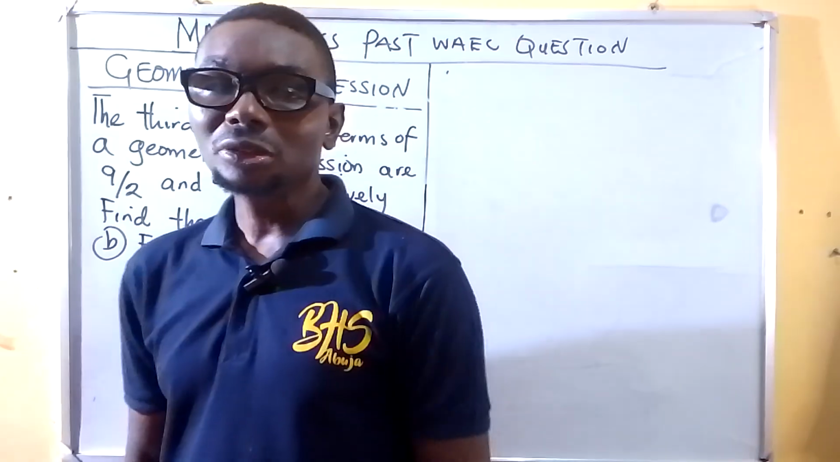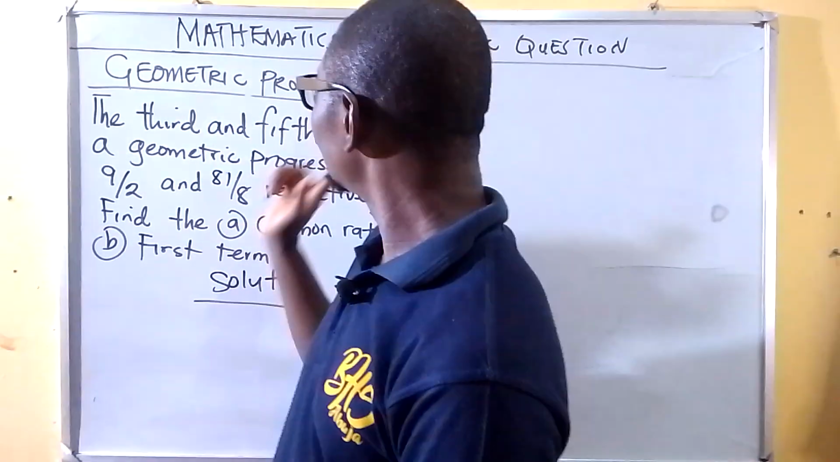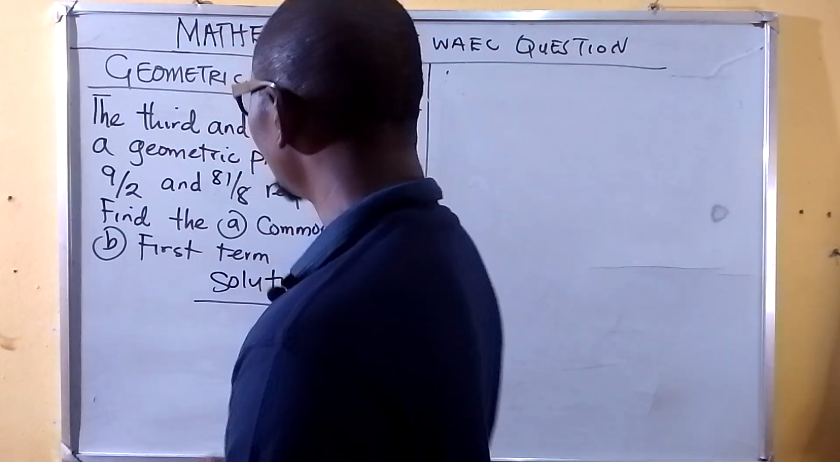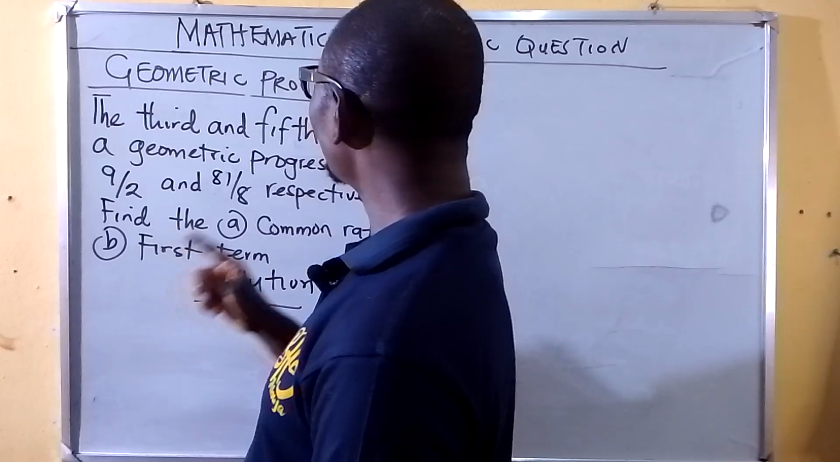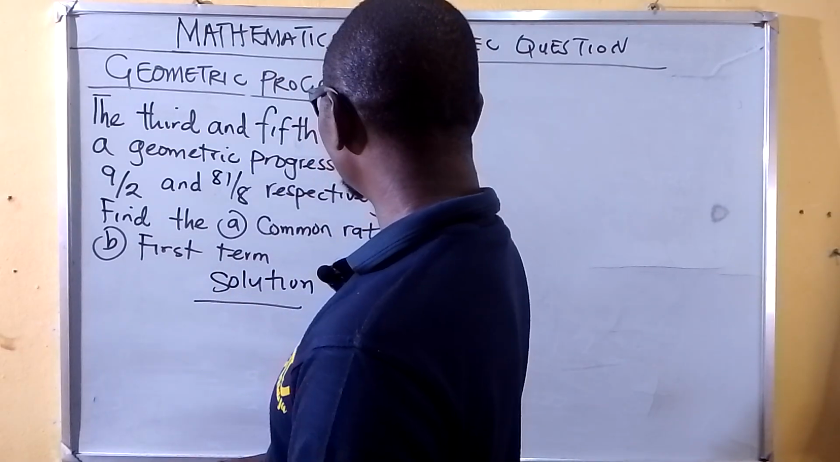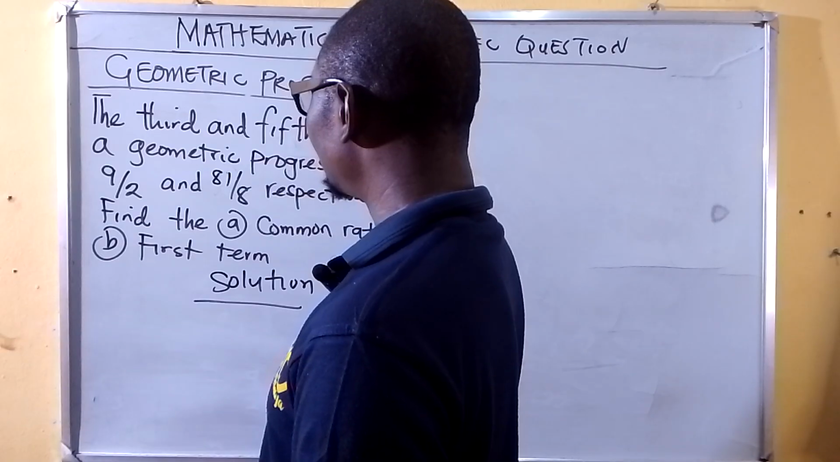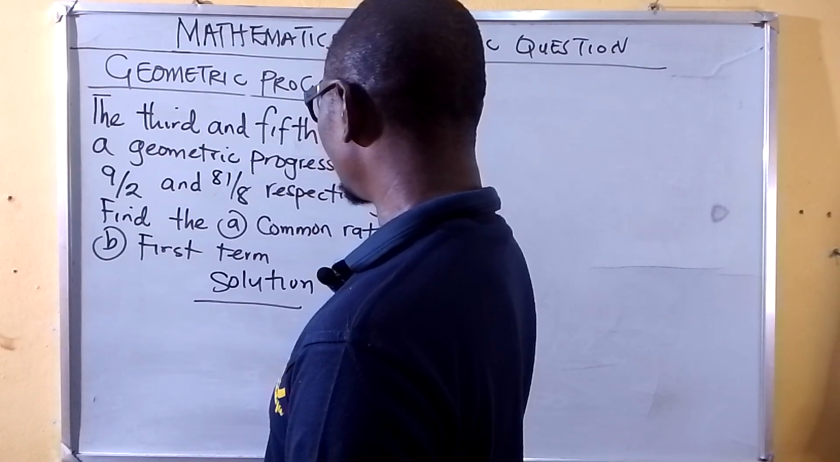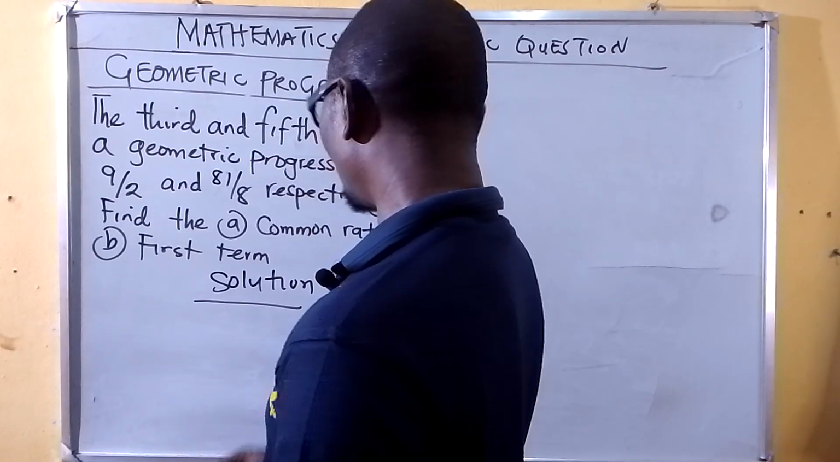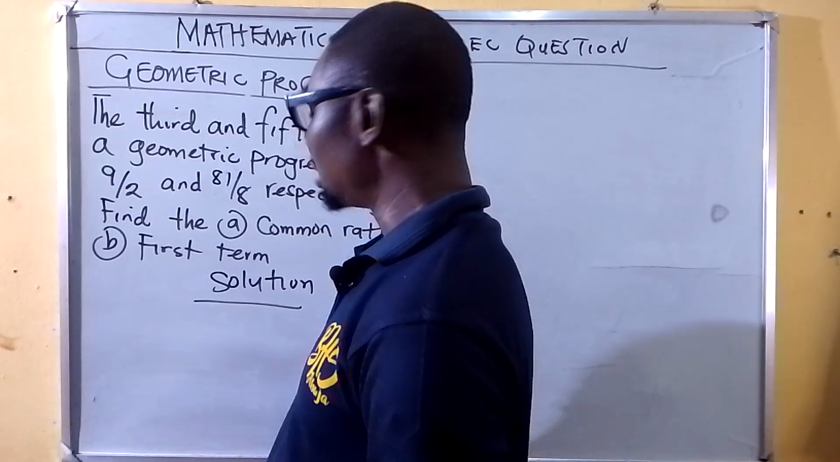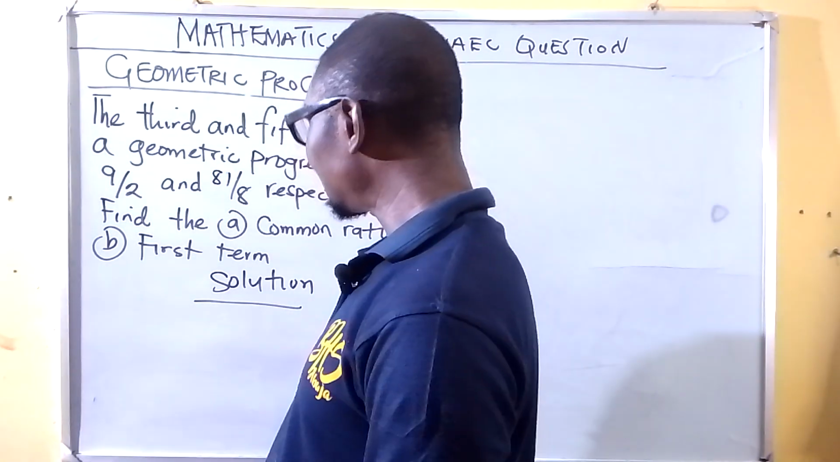Today, I'm going to be teaching you geometric progression. Here, let's look at this question. The third and fifth terms of a geometric progression are 9/2 and 81/8, respectively. A, find the common ratio. B, find the first term.